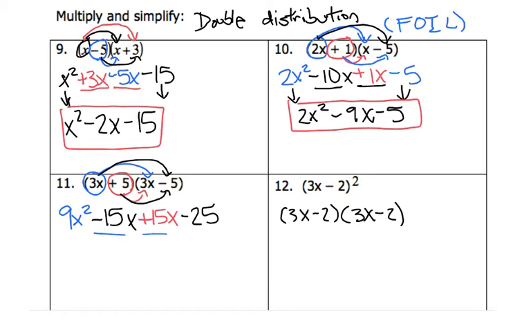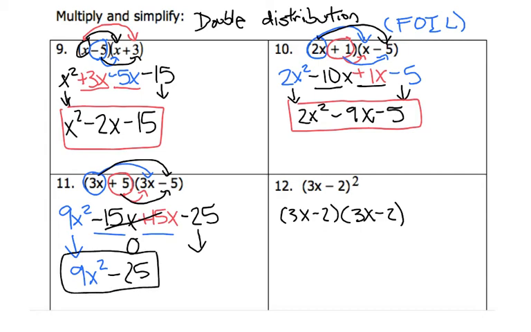So again, we notice that the two center points do combine. So we bring down what's in the beginning, the 9x squared. Hopefully what you guys have realized is that they actually cancel out to 0. Negative 15x plus 15x is 0, so it doesn't exist anymore. So in a sense, it cancels out. But do not forget to bring down that minus 25. So the 9x squared minus 25 is our answer.